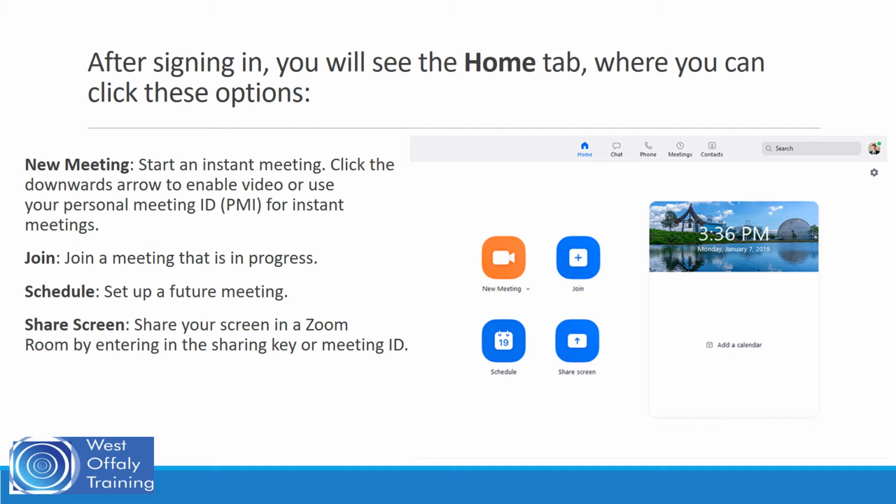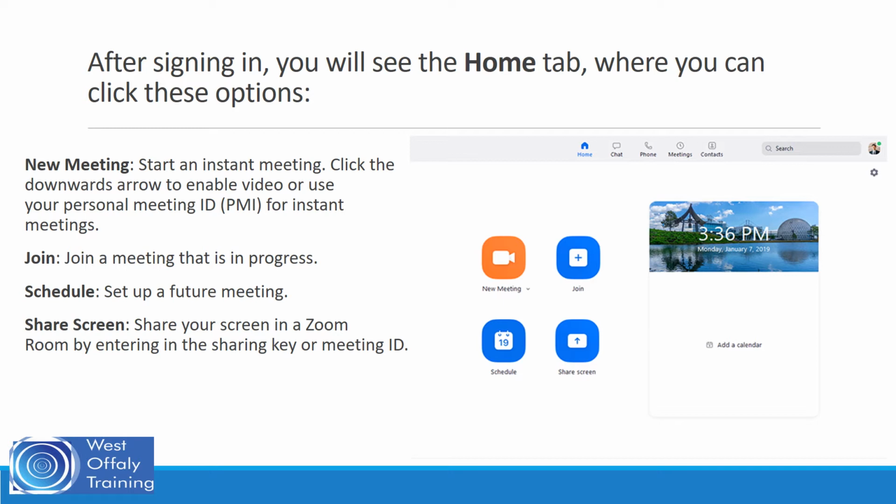The next icon then is join. You can use this to join a meeting that is in progress. Now again, we mentioned already you can join a meeting if someone sends you a link or a personal meeting ID, and you don't have to have an account. But if you're signed in, then you'll click on the join icon to join a meeting that is in progress.